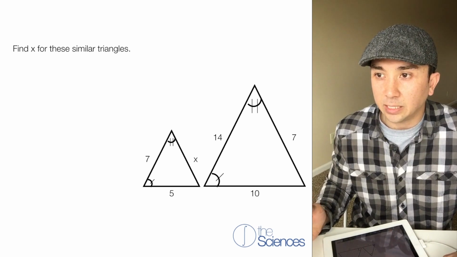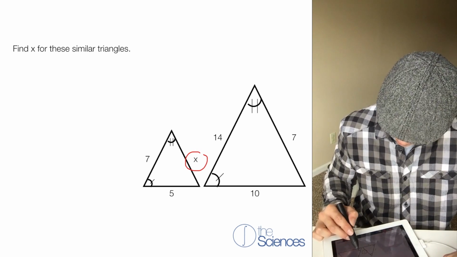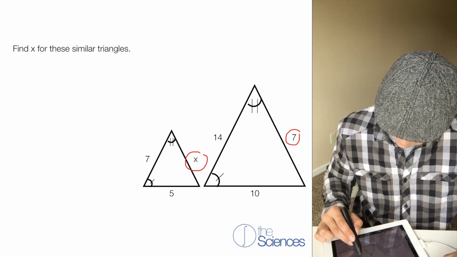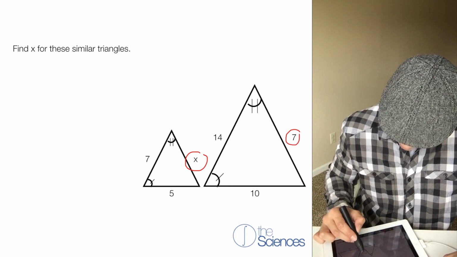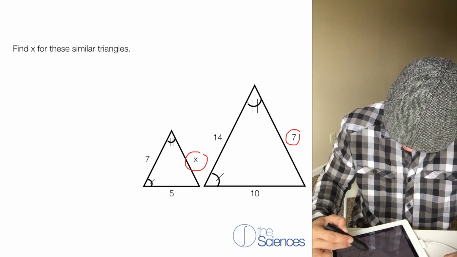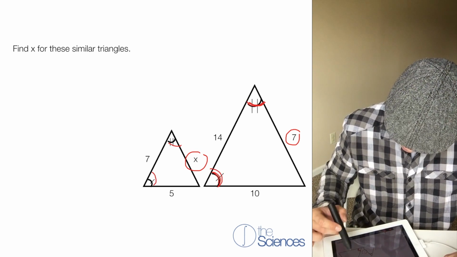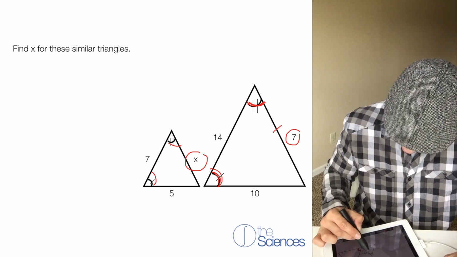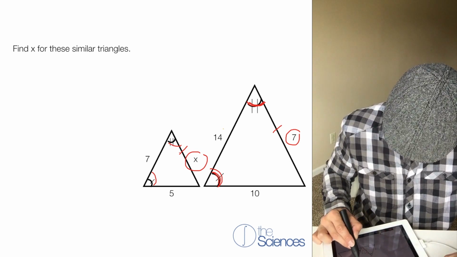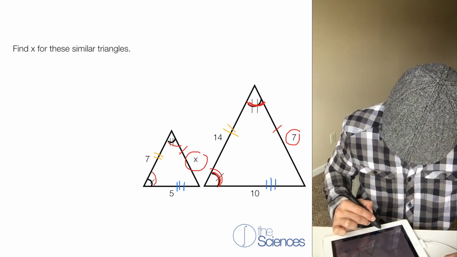Let's find x for these similar triangles. So here we have x, 7, and 5. And then here we have 7, 14, and 10. Well, since they're similar triangles, because these have the same angles, that means that these sides are corresponding. This side would correspond to this side. This side would correspond to this side. And then this side would correspond to this side.